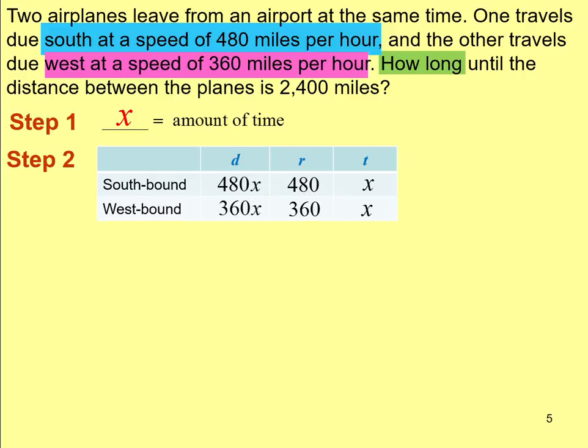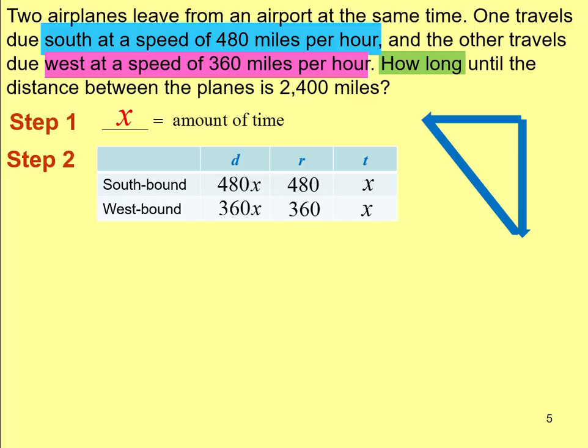Now that we've got that filled in, let's come back and look at the problem. It talks about the distance between the two planes being 2,400 miles. This one's traveling west, this one's traveling south. Here's the distance between them. Notice it forms a right triangle.